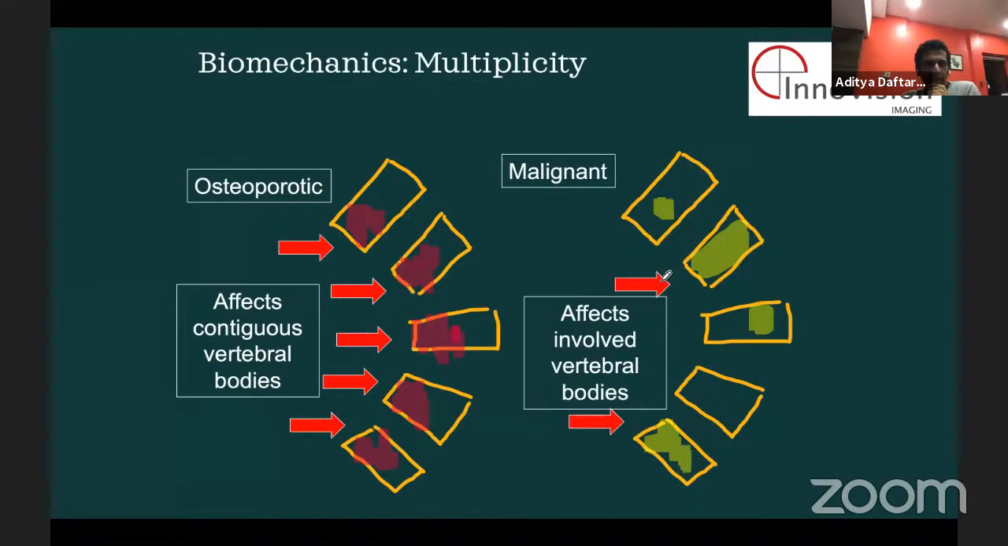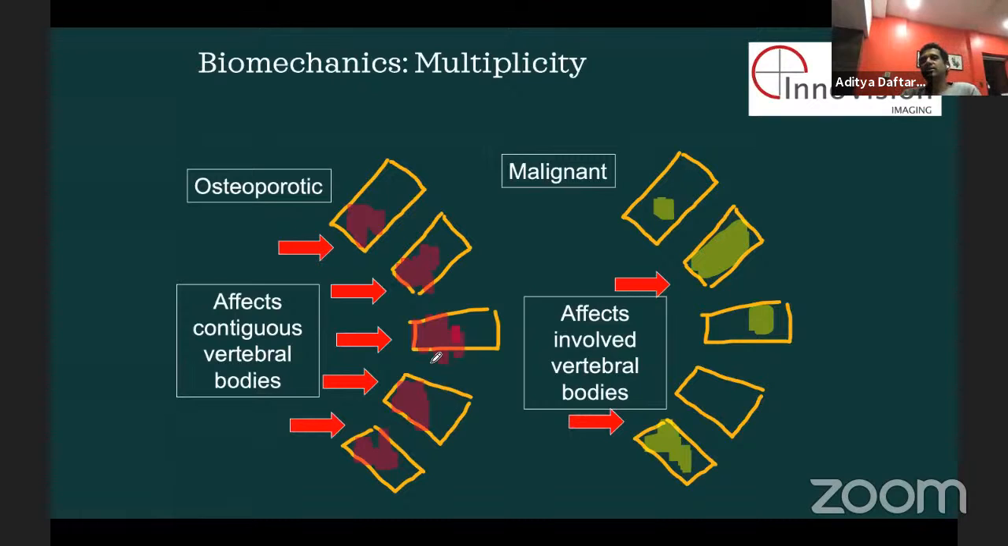Now, the other thing that happens in patients who have osteoporotic compression fractures, because these vertebrae are soft, is that you see multiplicity of fractures, and they tend to happen contiguously, because there's an exaggerated kyphosis, and then you start to see one collapse, then the pressure goes on the next one, the next one, the next one. You see these diffuse wedge compression fractures.